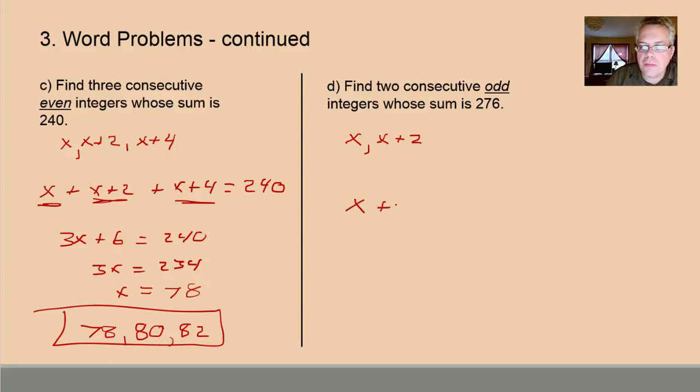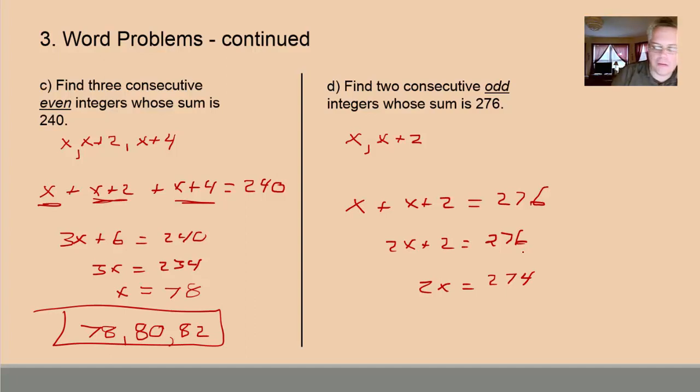We want their sum to be 276. Okay, so 2x plus 2 equals 276. 2x equals 274. And I'm going to divide that. And my beautiful calculator says 137. That's the first odd number. So my two odd numbers are 137 and 139.